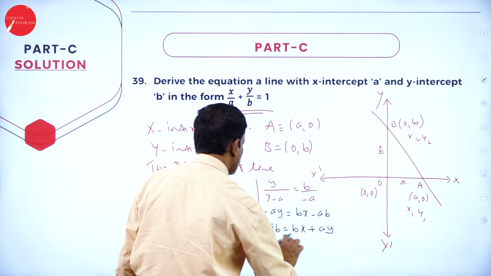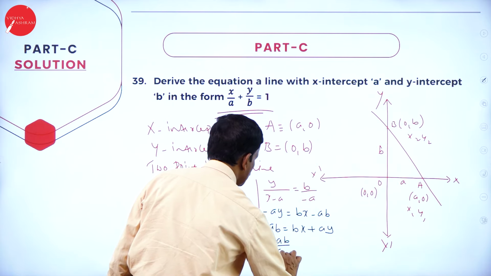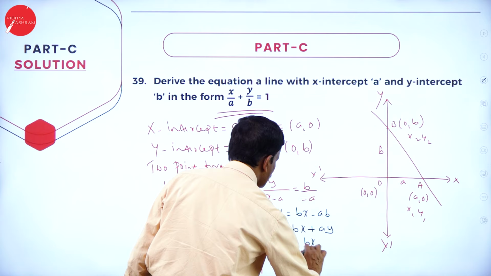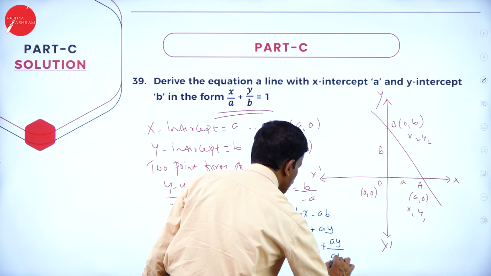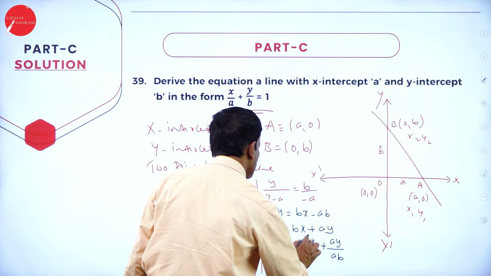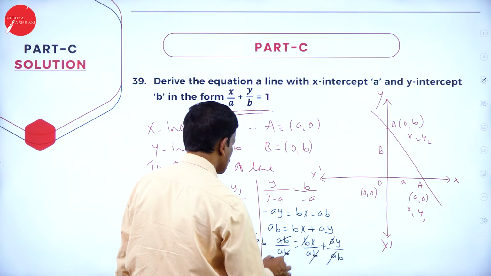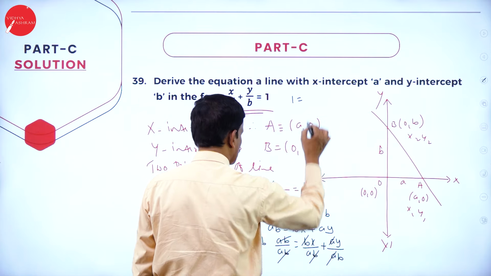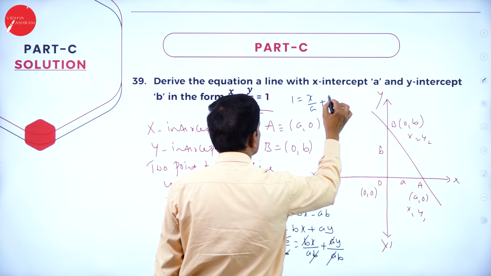So, divide by ab. If you divide by ab, term by term, ab by ab is equal to bx divided by ab plus ay divided by ab. So, here b and b get cancelled, a and a get cancelled, ab gets cancelled. So, what you have? 1 is equal to x by a plus y by b.